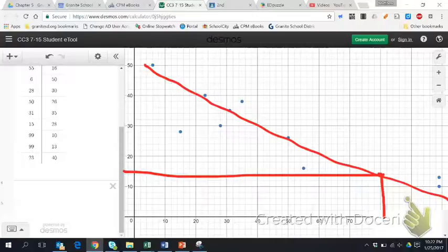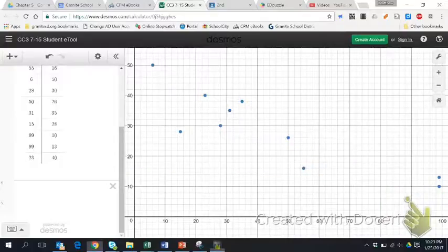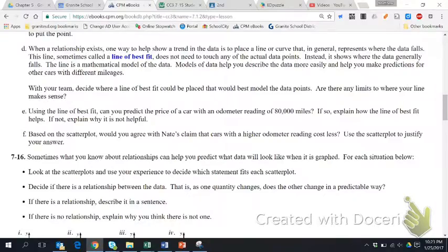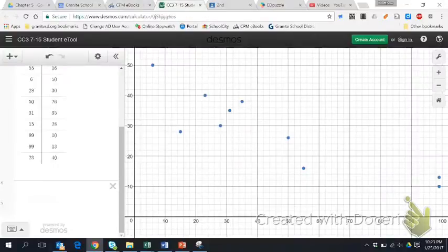Alright, so based on the scatter plot, would we agree with Nate's claim that cars with higher odometer readings cost less? You guys should look to your scatter plot to justify your answer there. Make sure to write out a complete description. One thing that I do notice is, yeah, it does. As our odometer readings, our X values, were going up, as X goes forward, the dots seem to be going down. So the higher the odometer, the lower the price.